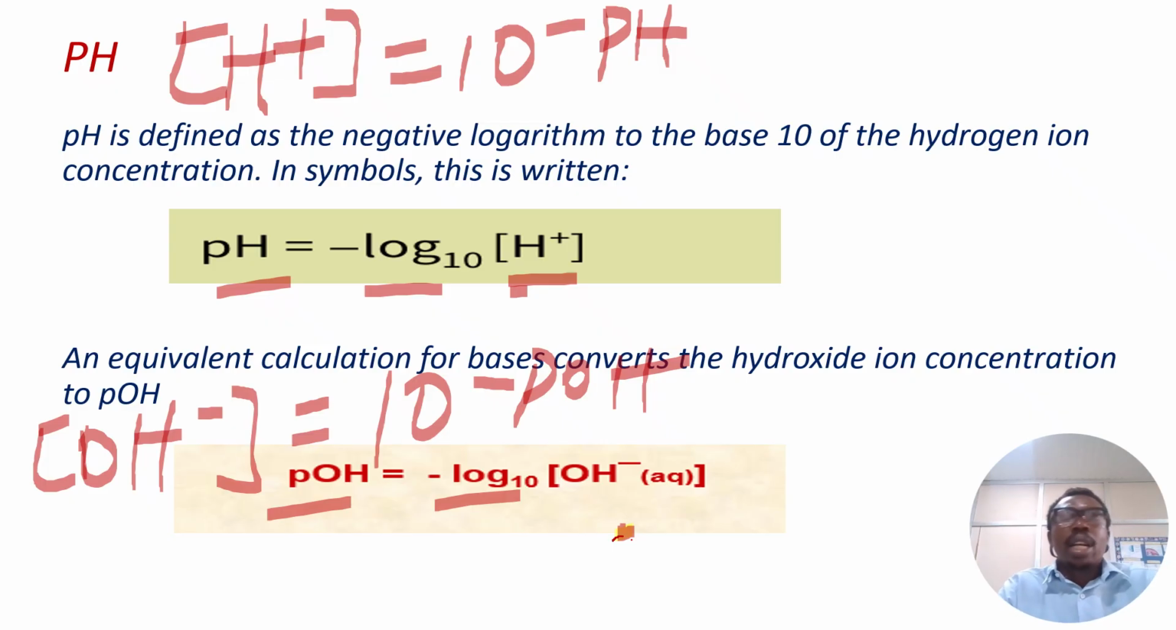So it's as simple as ABC. You can calculate the hydrogen ion concentration given the pH. You can calculate the pH given the hydrogen ion concentration. The same thing, you can calculate the hydroxide ion concentration given the pOH, and you can calculate the pOH when you are given the hydroxide ion concentration. It's as simple as ABC.